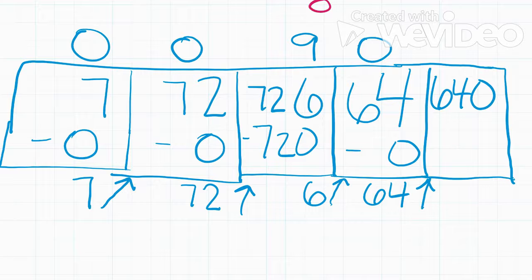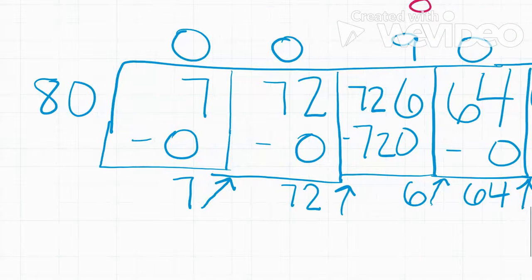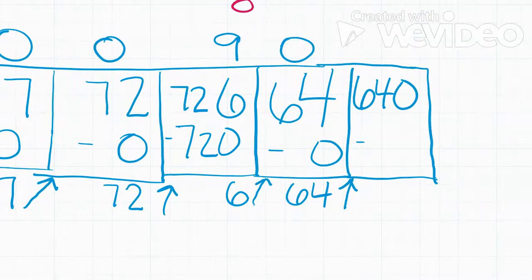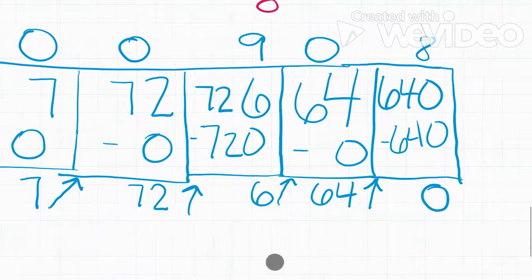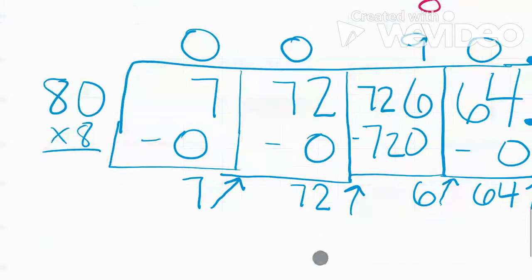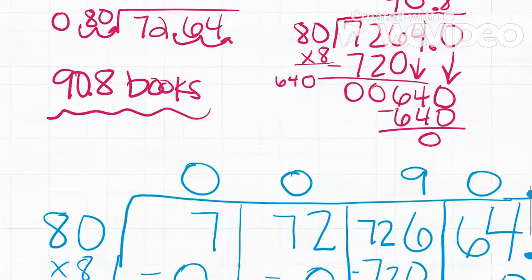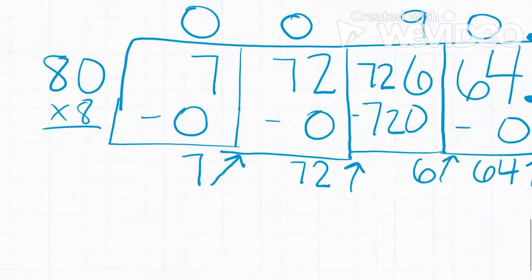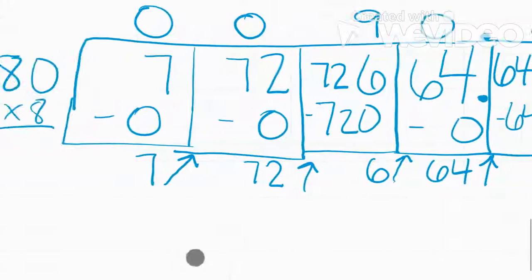So I need to figure out some number. Well, I know that 8 times 8 is 64, so 80 times 8, again, just add your 0, is 640. So remember your decimal. Your decimal went after the 4 in the division problem. So it went after the 4 here, and it's going to go after the 4 there.